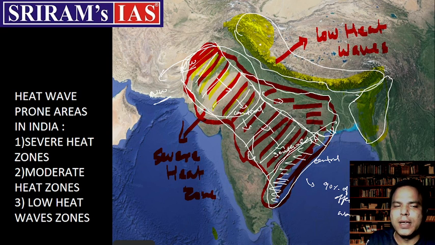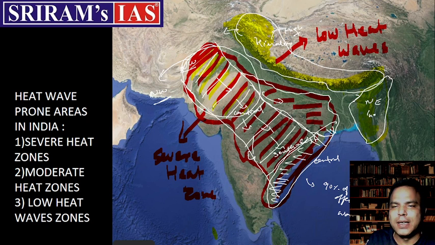Okay. And where are heat waves less risky in India? Especially in the Himalayan part and the northeastern part. Why? Because of the high altitude, cold weather conditions, and the normal lapse rate operates here. As you go higher and higher, temperature falls by 6.5 degrees Celsius. So in the mountains, coldness is there and they do not experience heat waves much.